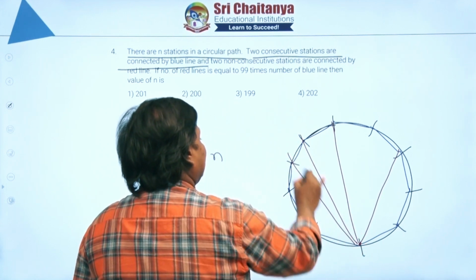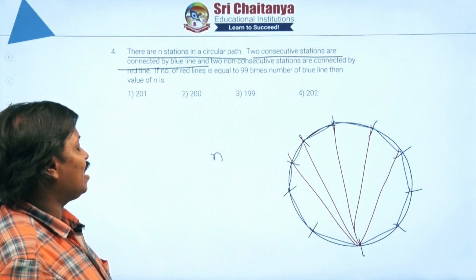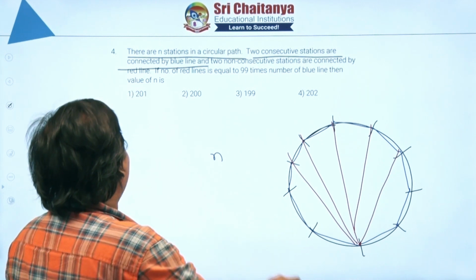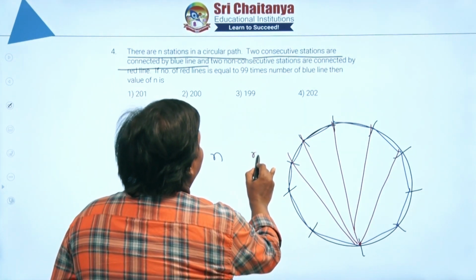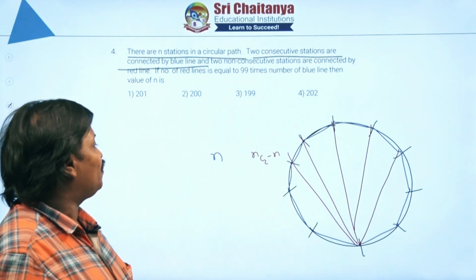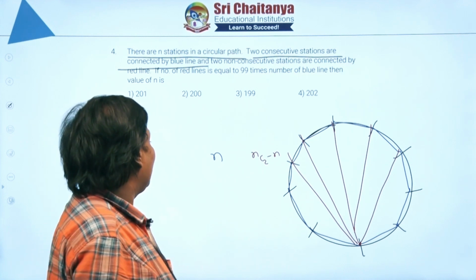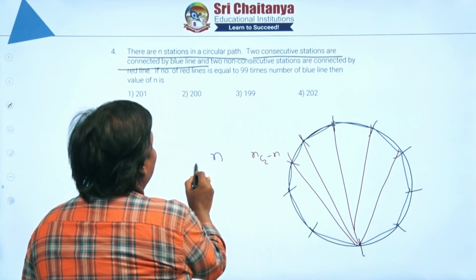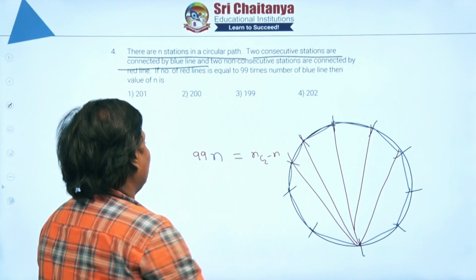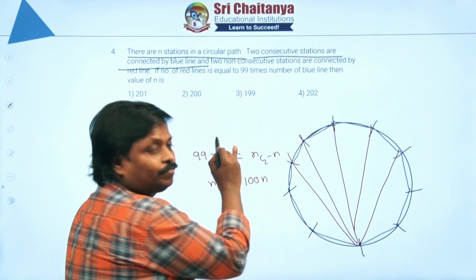These are connected by red lines, which means those are nothing but diagonals, and the number of diagonals in a regular polygon of n sides is nC2 minus n. But he said that the number of red lines equals 99 times the number of blue lines. So nC2 minus n equals 99n, so nC2 equals 100n.